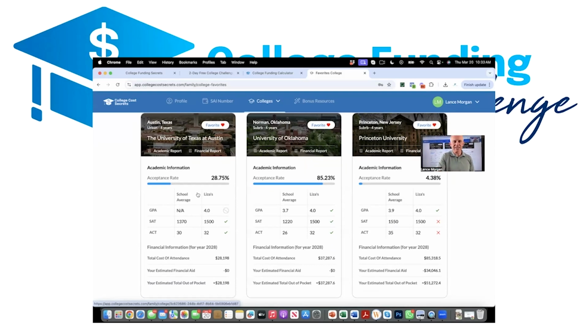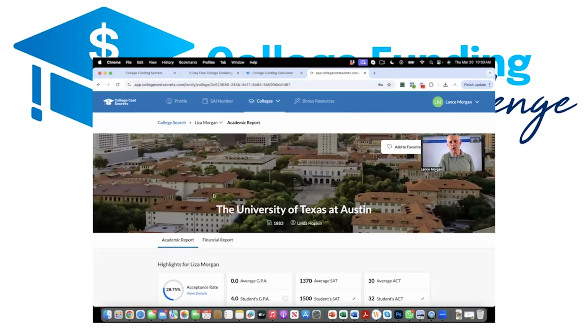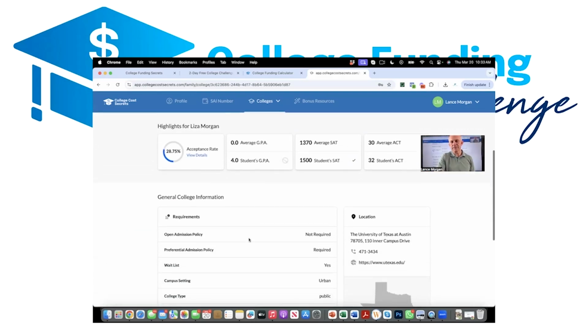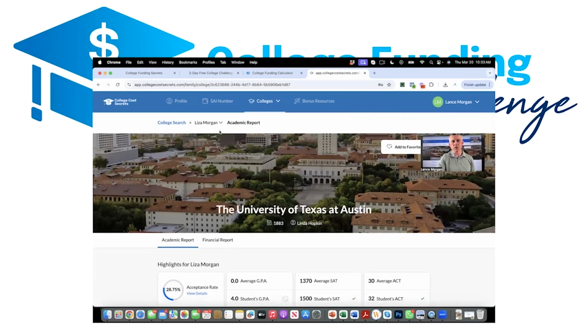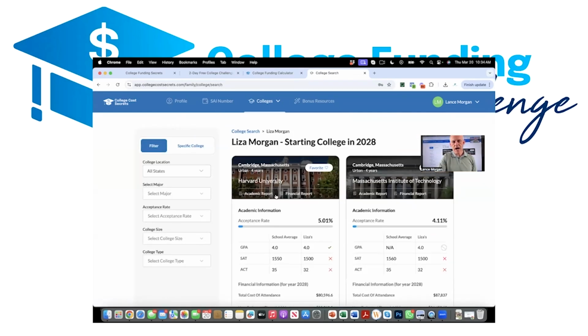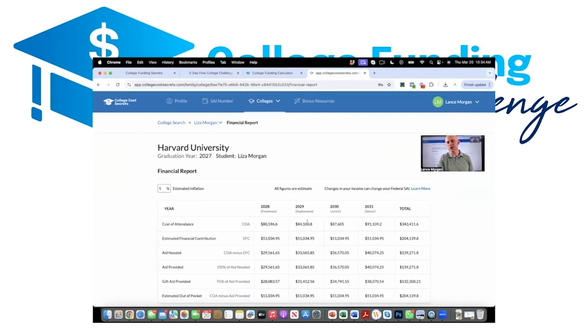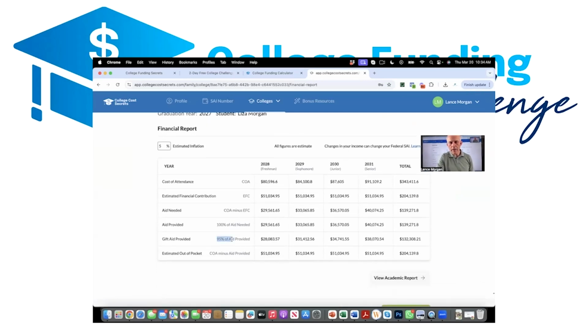Now, because of what we learned in secret number one. Oh, and by the way, check this out. I can click on the academic report and see some information about this school. I can learn a little bit about each of these schools. I can also come in here and look at a financial report and see what percentage of my free money this school is going to give me.